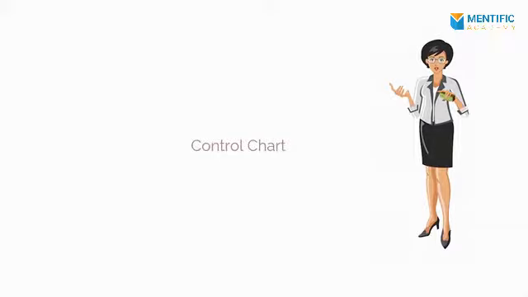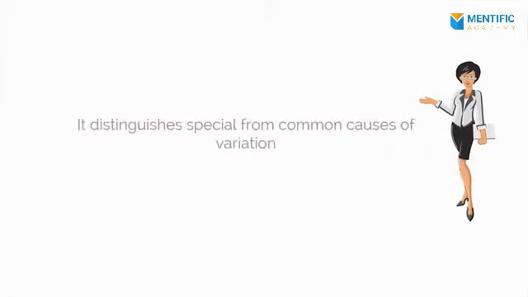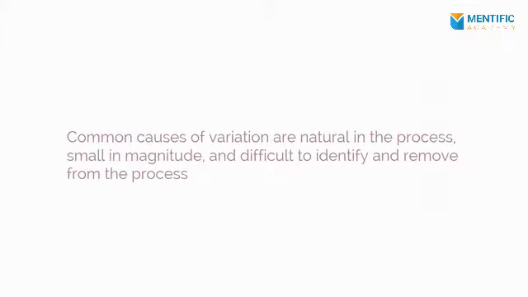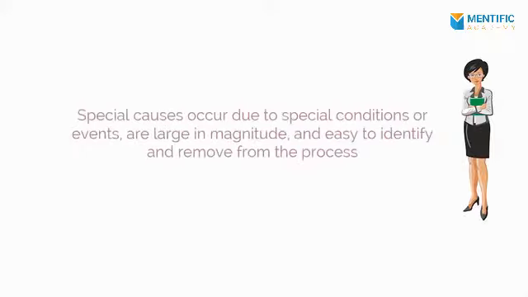So what is a control chart? It is a tool used in the control phase of the Six Sigma project. It distinguishes special from common cause of variation. Common causes of variation are natural in the process. They are small in magnitude and difficult to identify and remove from the process. Special causes of variation occur due to some special conditions or events. They are large in magnitude and easy to identify and remove from the process.